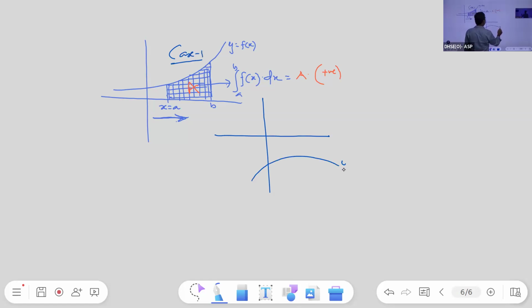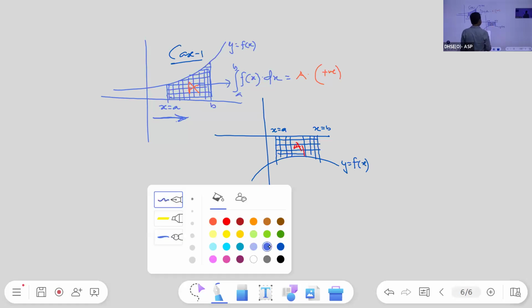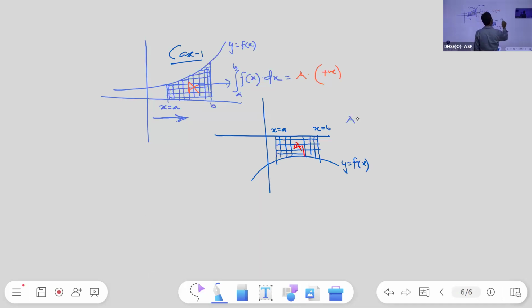Suppose the graph of the function is like this. The graph of the function is below the x-axis. There is an ordinate at x is equal to a, another ordinate at x is equal to b. This area, let it be A1. This area A1 is equal to integral a to b f of x dx, which is a negative area. Okay. This is case 2.